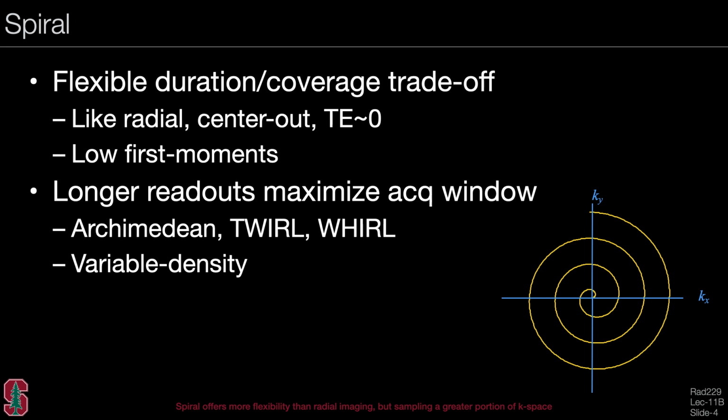We can use variations of spiral, including Archimedean spiral, twirl, and whirl, and we can use variable density approaches, which can improve the signal-to-noise efficiency as well as the flexibility of the sequence.